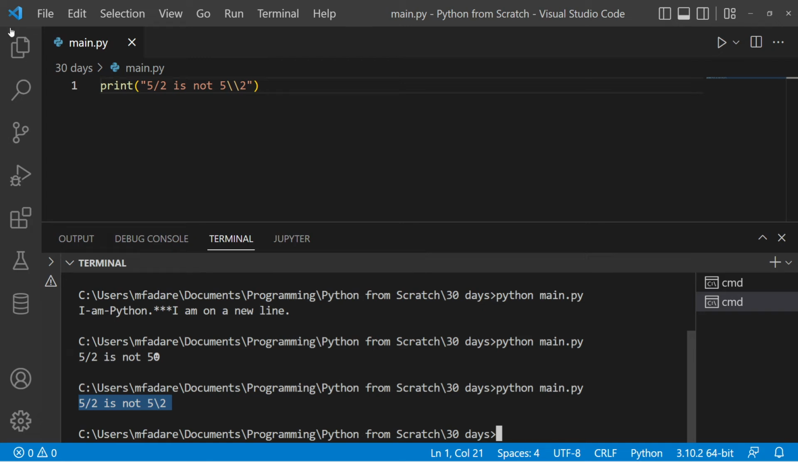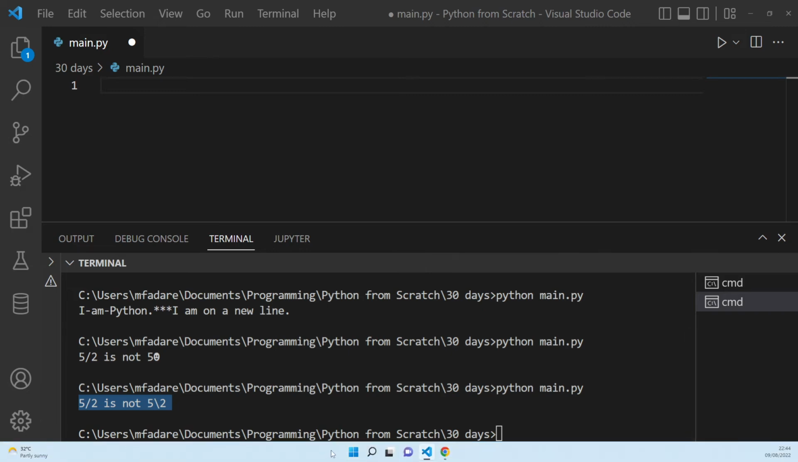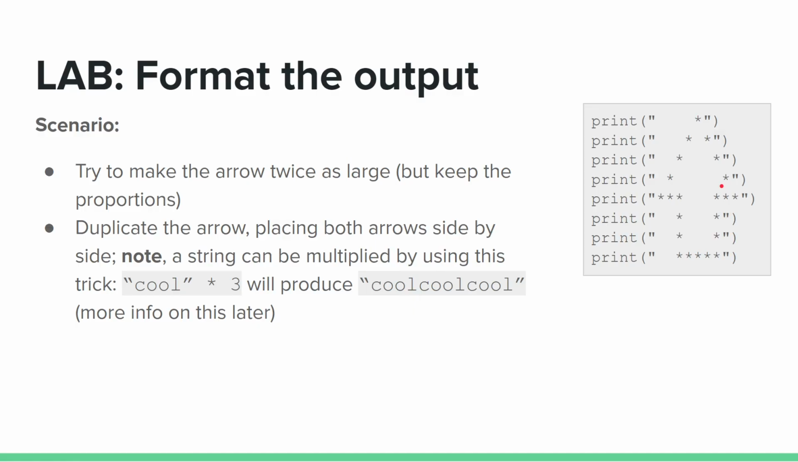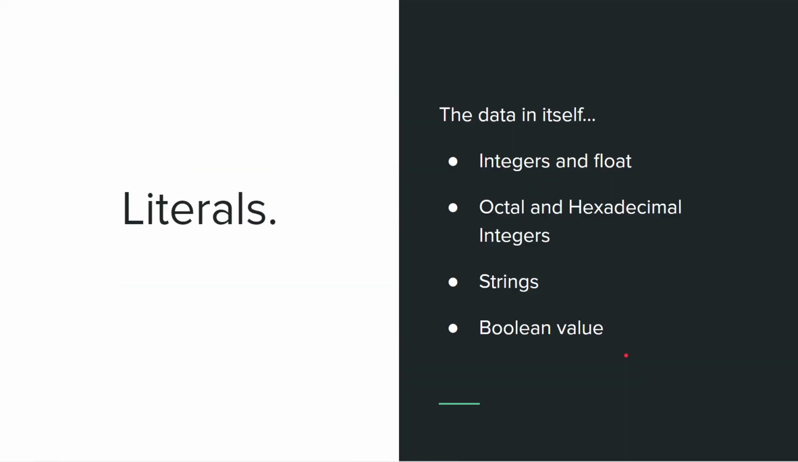All right, so let's just move on to literals. You could try the other part. There is an assignment, a lab there to try out. We are expected to print this arrow. We should duplicate this arrow using the print function. You could use a single print function or multiple print functions as you wish.